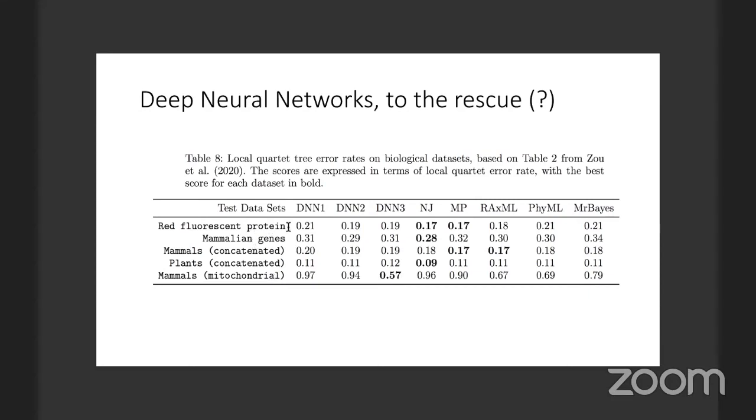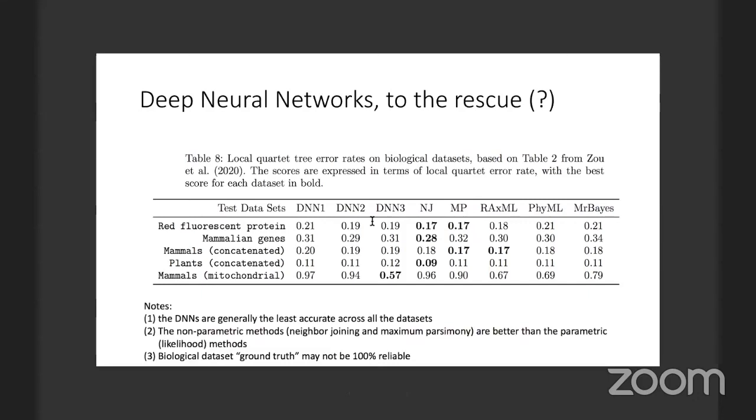For each of these data sets, I've reported the error rate, which is the fraction of the tree that has failed to be recovered. These are just quartet trees, so it's the fraction of the quartet trees that are incorrect. The best across all of these methods is typically neighbor joining or parsimony, not the deep neural nets. The deep neural nets are not as good as simple methods, and even the maximum likelihood methods are not as good as simple methods. So what are we learning here? The deep neural nets are not that good. The non-parametric methods are better.